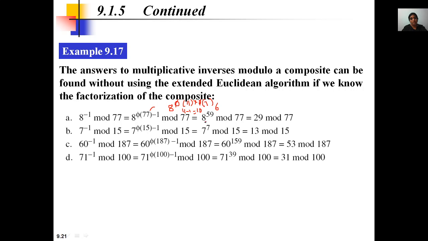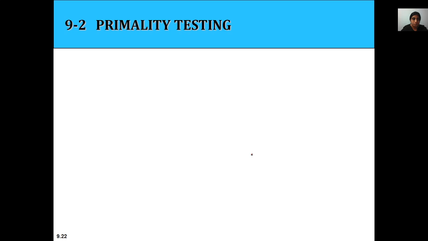Then when you are finding out 8 power 59 mod 77, you are going to get 29 mod 77. Like that, you are going to find all the values in a similar manner. Then coming to our next topic, that is the primality test.